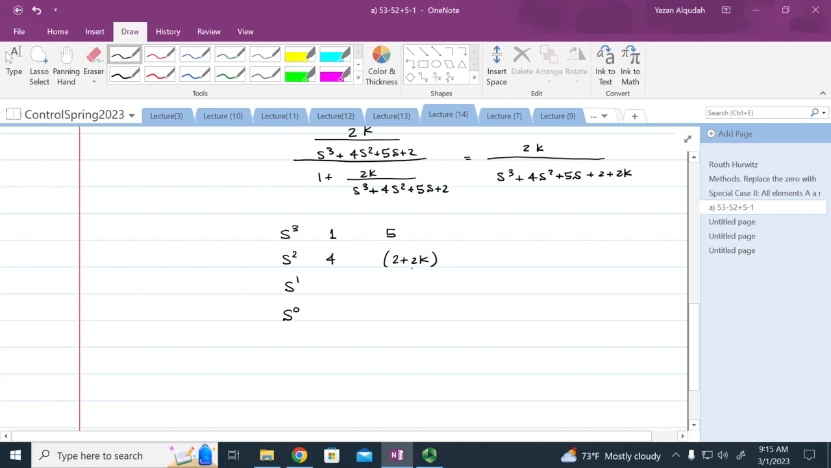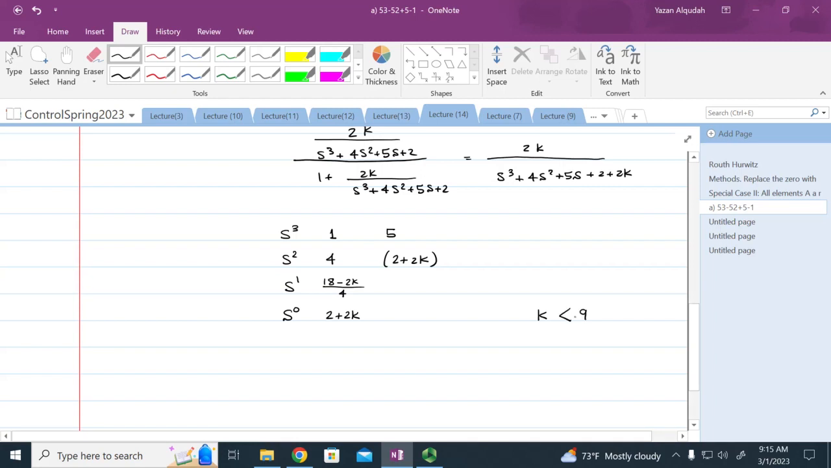And then I'm going to calculate. This is going to equal 18 minus k divided by 4. And then here I'm going to have 2 plus 2 multiplied by k. What do I have to make sure? That there are no sign changes. When will I have a sign change here? K is larger than 9. Excellent. So therefore, I want k to be less than 9.